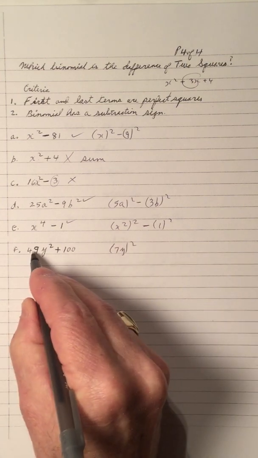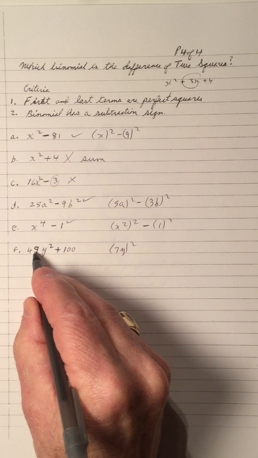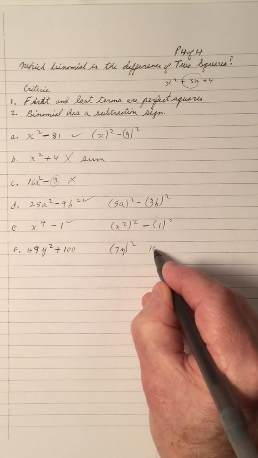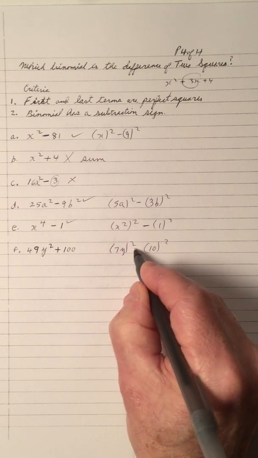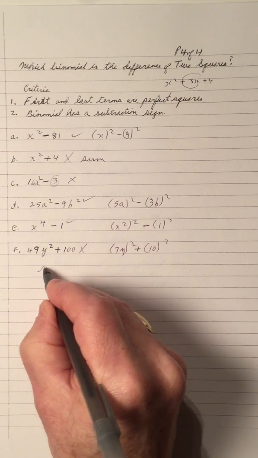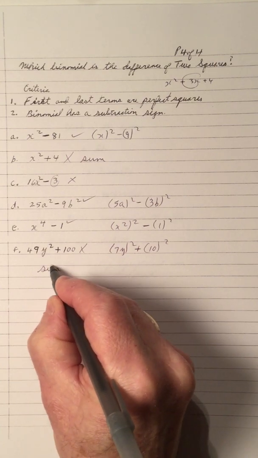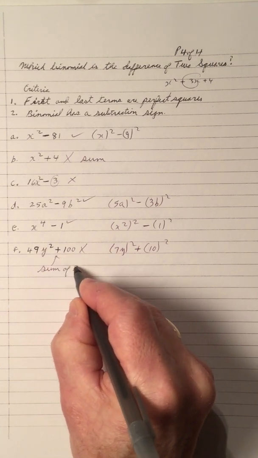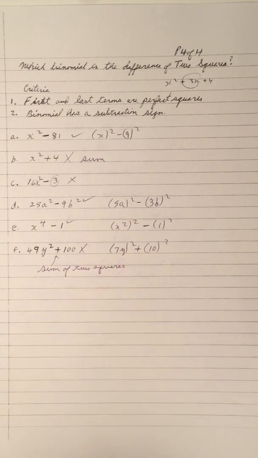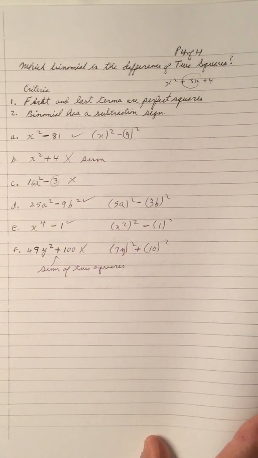And that's 7y being squared. The square root of 49 is 7, and the square root of y squared is y. The square root of 100 is 10. But that's a plus. So that's a no. That's called a sum, the sum of two squares. So just look at it for the pattern.